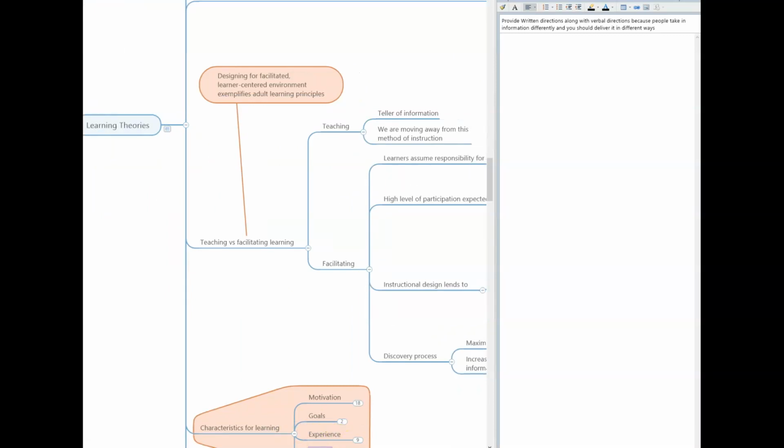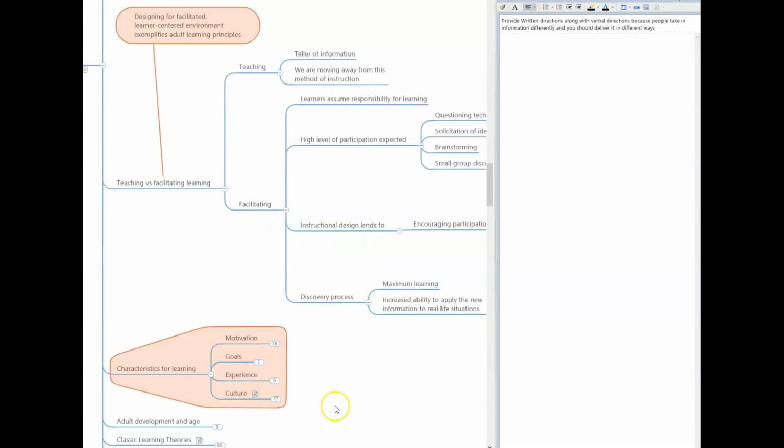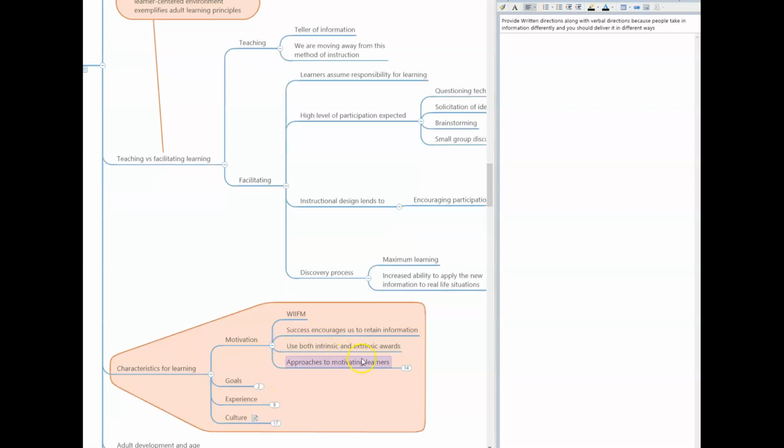Characteristics for learning. There are 4: motivation, goals, experience, and culture. The first in motivation is WIFM. What's in it for me? Getting that across to your learner.